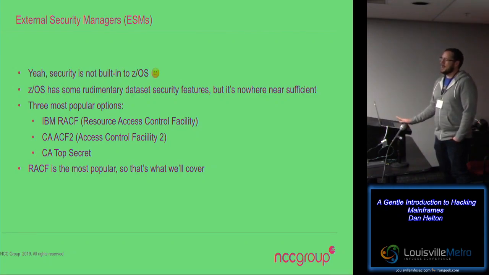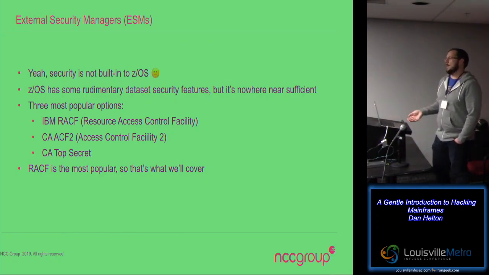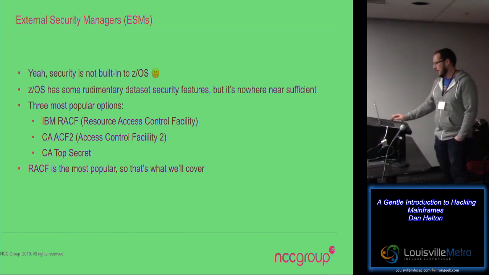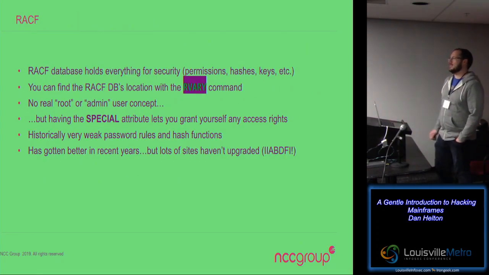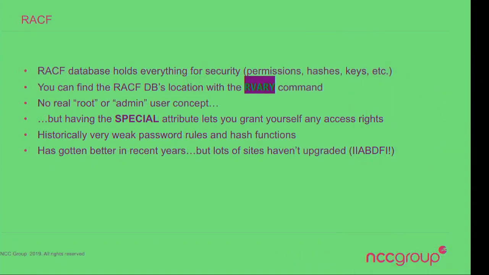I'm just going to cover RACF. It's, I think, by far the most popular. It's actually the IBM official external security manager product, and it's the one you're going to see the most often out in the wild. So RACF has a database that holds everything concerning security. It'll store all the permissions for all the files. It'll store password hashes. It'll store crypto keys, everything.